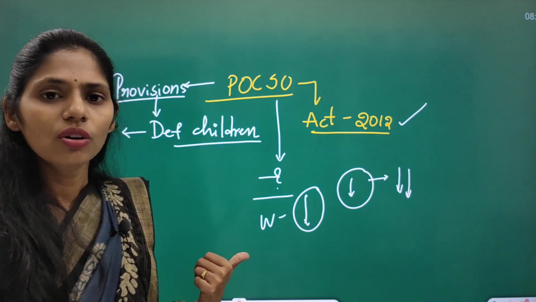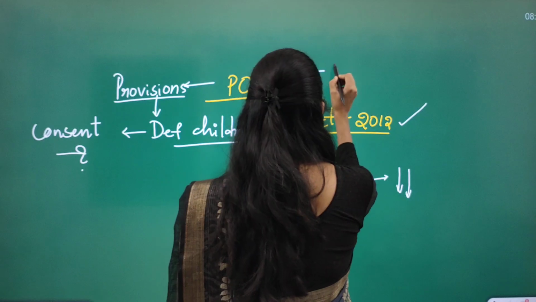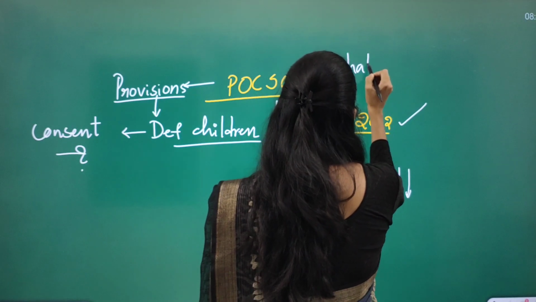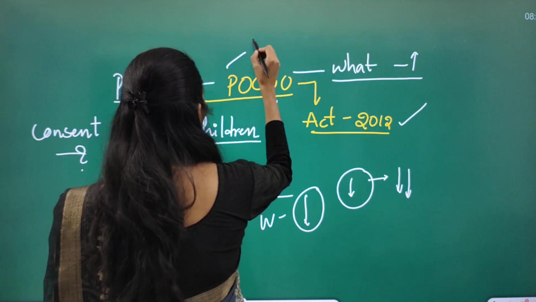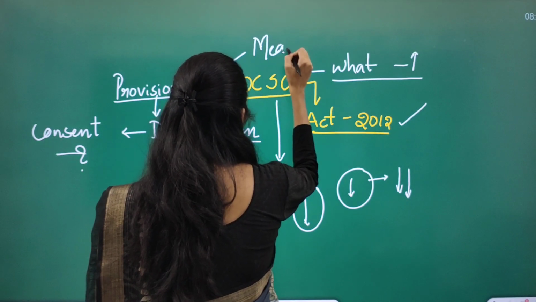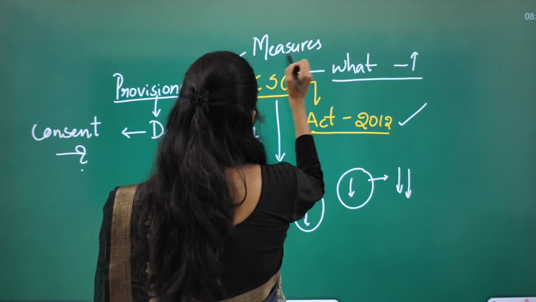So here, what are the reasons? You have to see what the reasons are for the increase of offences against children, and you have to see what measures can be taken.